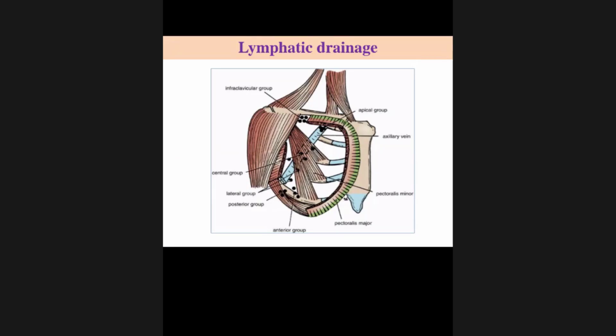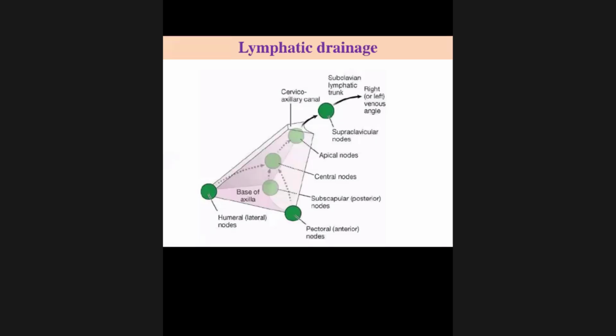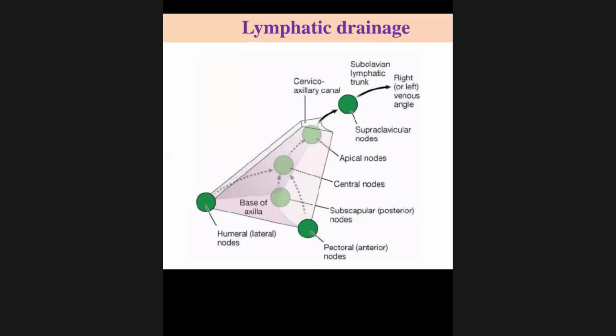So lymphatic drainage को different groups are छ. So we can see here anterior group, posterior group, lateral group, central group, apical group. Apical ले कहाँ drain गर्छ? Supraclavicular lymph nodes. So axillary lymph nodes मा mainly सबै drain हुन्छ apical मा. Apical फेरि supraclavicular lymph nodes मा. त्यसपछि lymphatic trunk मा जान्छ यो. So different groups of lymph nodes are.